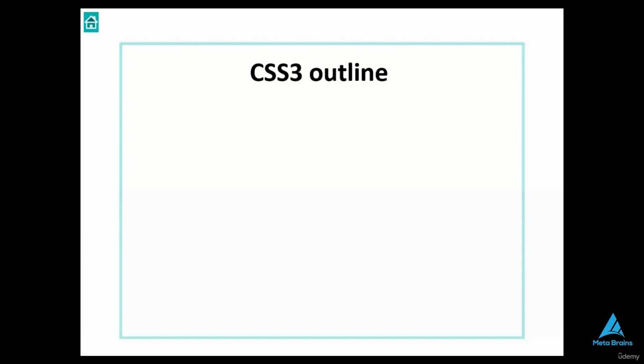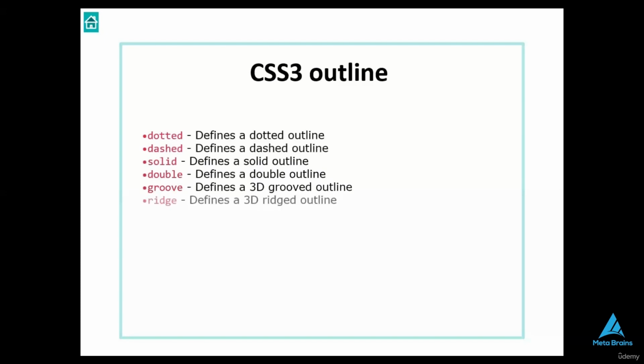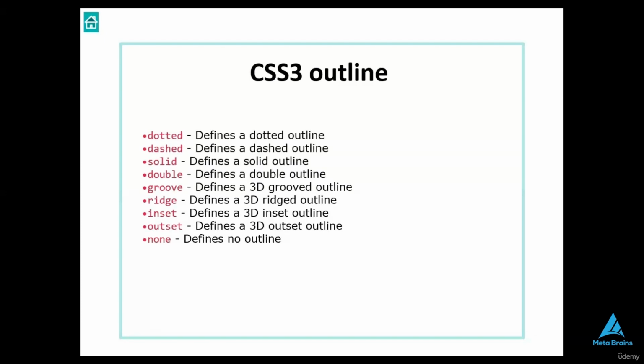Alright, so let's now talk about the CSS outline. So the outline works exactly like the border, but we can't combine them. So we can either use the properties of border or the properties of outline. The properties of outline and border are similar. So the major difference is that the outline is usually drawn outside the border. Let's have a look at them in VS Code.